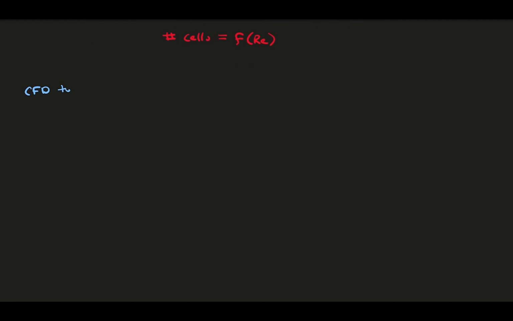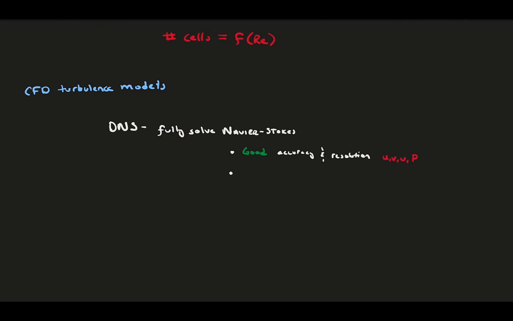There are a ton of alternative methods to simulations that we don't have time to talk about, but we can lay out the major players that are used to estimate turbulent flows. What we've already talked about is DNS, which fully solves the Navier-Stokes equations. They're great for accuracy, but at high cost.